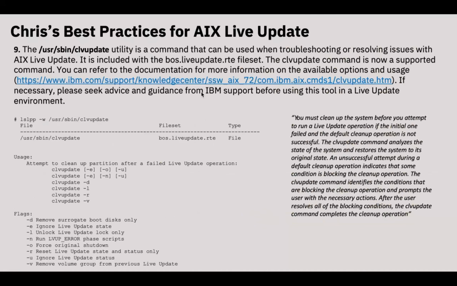Best practice number 9. We have a utility called clvupdate. This utility is very handy for troubleshooting and resolving issues with AIX Live Update. It's also packaged and included with the boss.liveupdate.rte file set. When we first introduced live updates, this was an undocumented and unsupported command. We now have full support for it, and we even have documentation, which is fantastic.